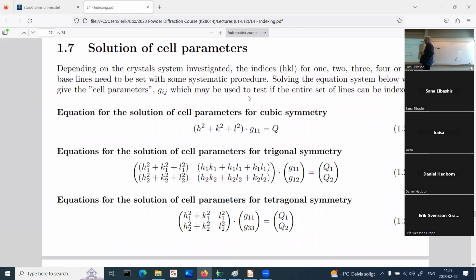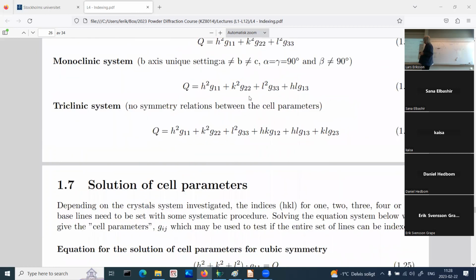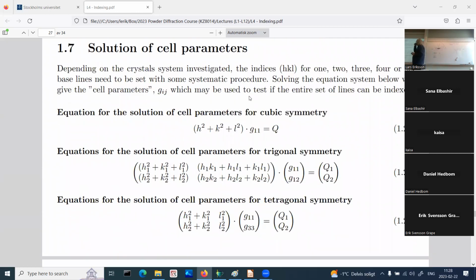How to solve for cell parameters. Only basic graphic concept. What do we know? We guess HKL, for example. In the cubic case, we can calculate. Suppose we guess HKL, then we can calculate that one, and we know the Q value. Then we can solve for the unit cell parameter. That is the way to solve for unit cell parameters in the cubic case.